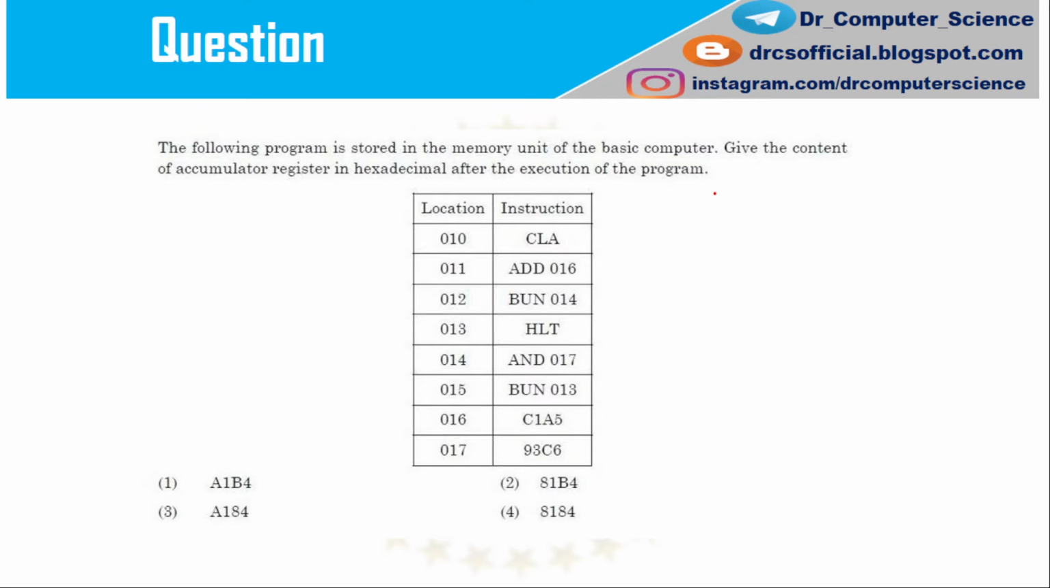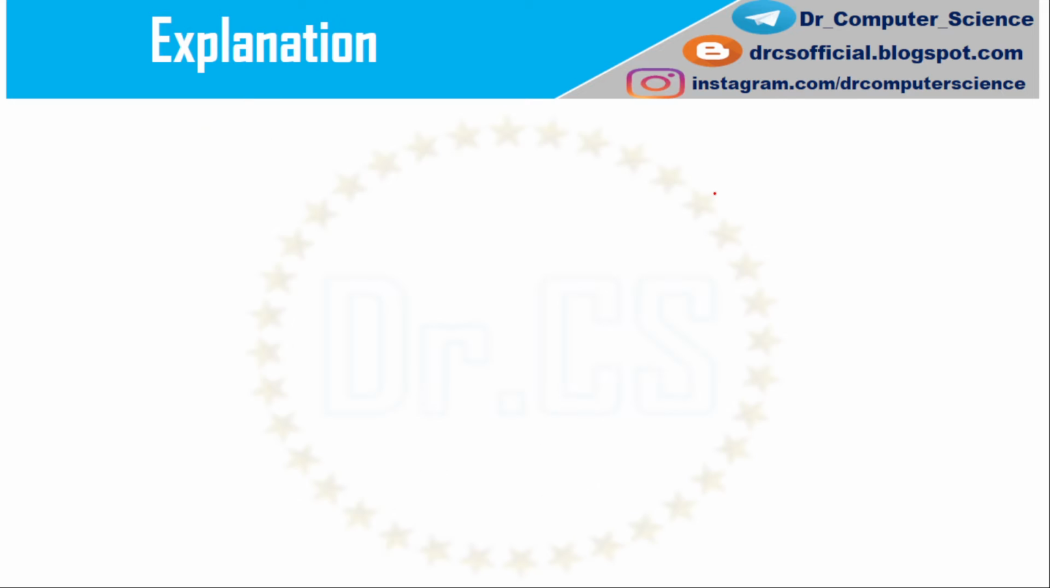Give the content of the accumulator register in hexadecimal after the execution of the program. The first instruction is CLA and ADD 016, BUN 014, HLT and AND 017, BUN 013, C1A5, 93C6.